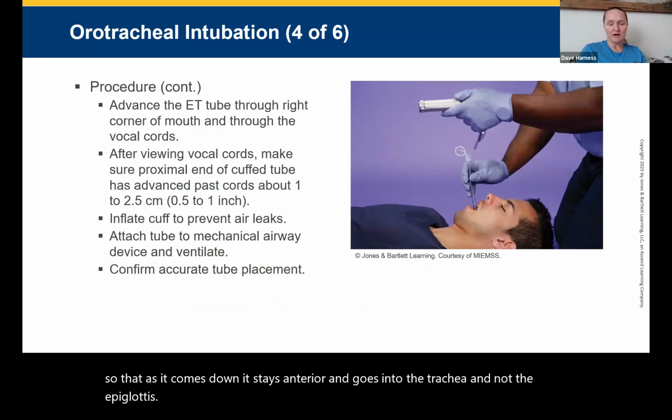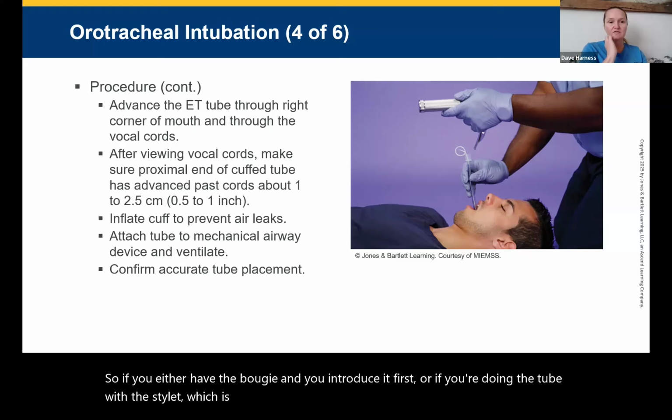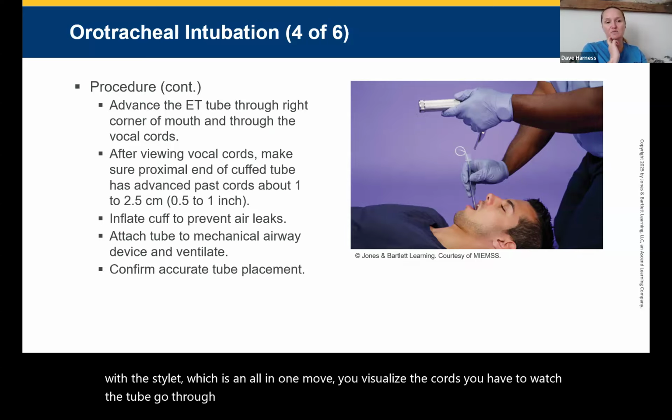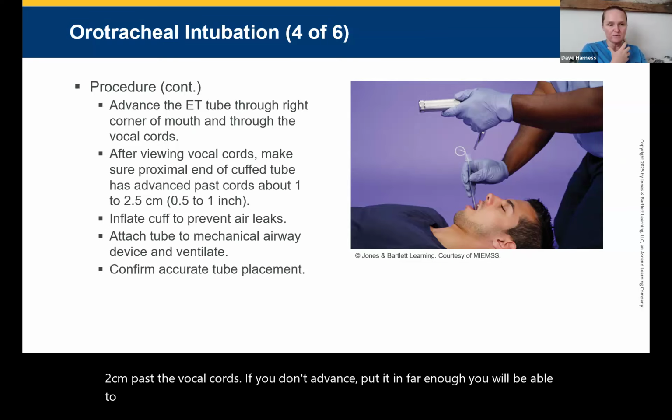So if you either have the bougie and you introduce it first, or if you're doing the tube with the stylet, which is an all-in-one move, you visualize the cords. You have to watch the tube go through the cords, and then you want to advance it till the cuff is about 2 centimeters past the vocal cords. If you don't put it in far enough, you will be able to inflate the cuff, but it will be between the vocal cords and it will cause significant damage.